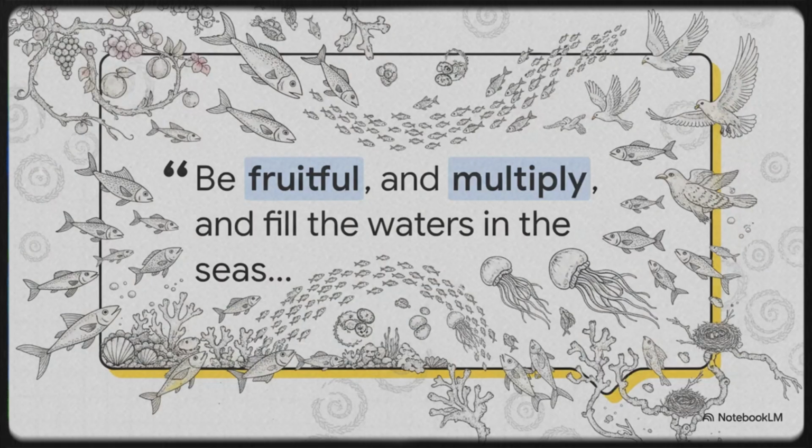Now here's something brand new. For the very first time in the text, a direct blessing is spoken over the creation. God is actively commanding these creatures to reproduce according to their kind. The creation isn't just a static building anymore. It's dynamic, it's alive, and it's expanding.